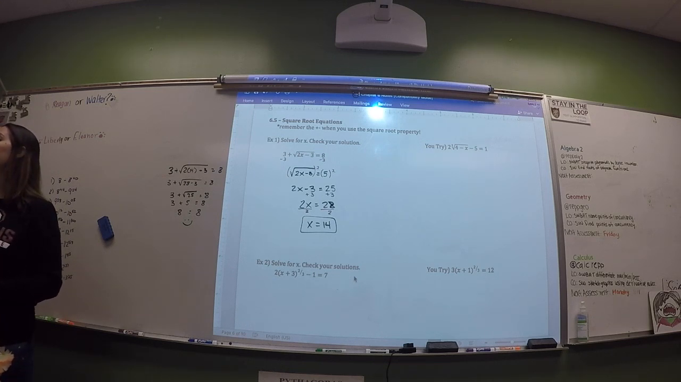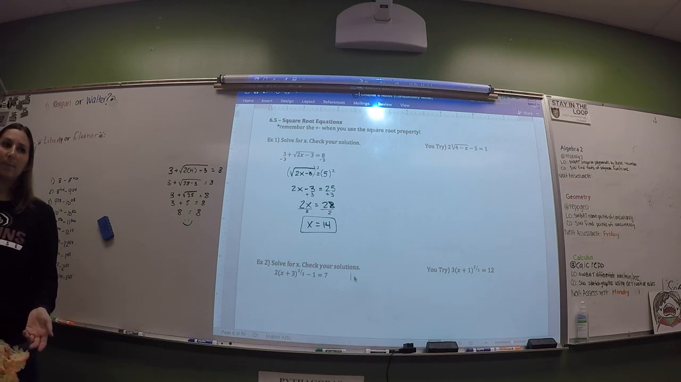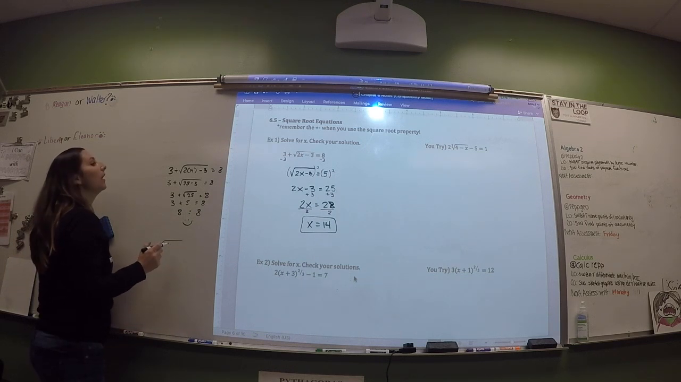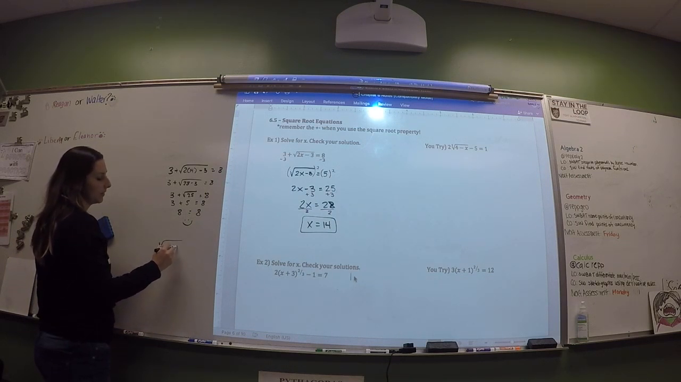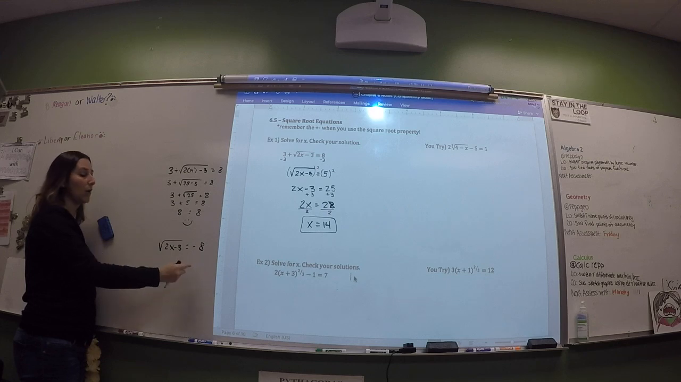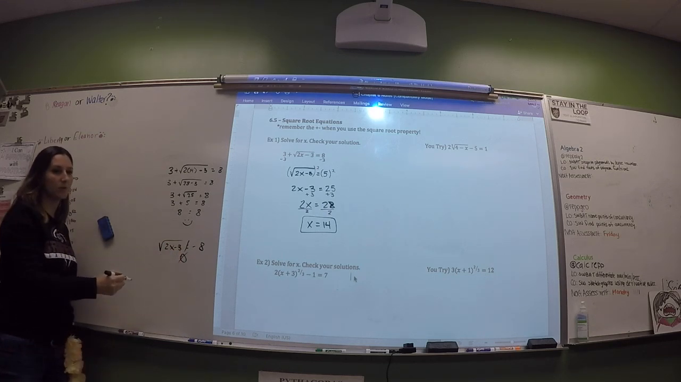If you have one answer and it doesn't work, what's the answer? No solution. You can get no solution for these. You get no solution sometimes because, let's say you have something like this. Okay, so when you square root things, you can't get a negative number. So this would be something that's no solution.